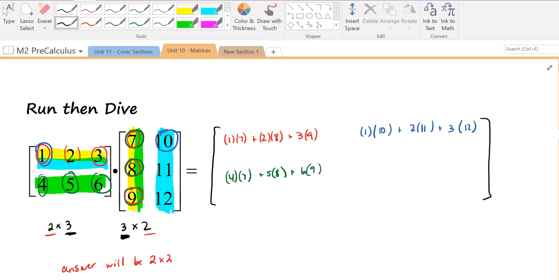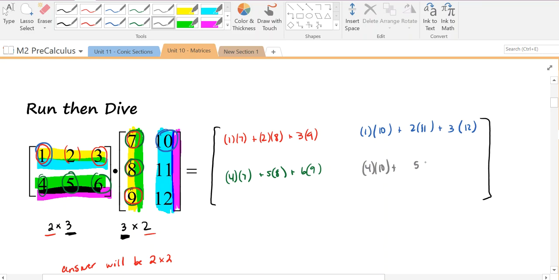And then one last one, and these are going to be an awful color combination. I'm going to run, and I'm going to dive down this one. So 4 times 10, plus 5 times 11, plus 6 times 12.